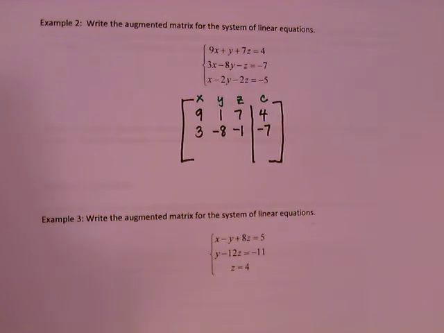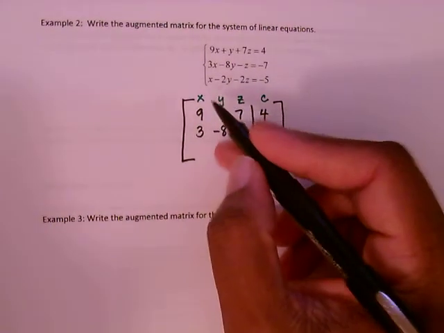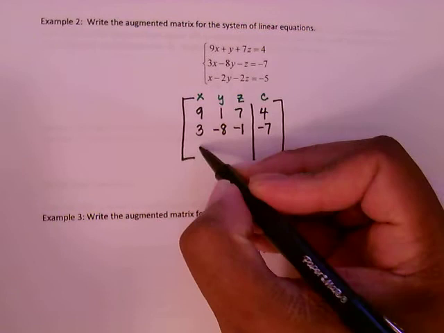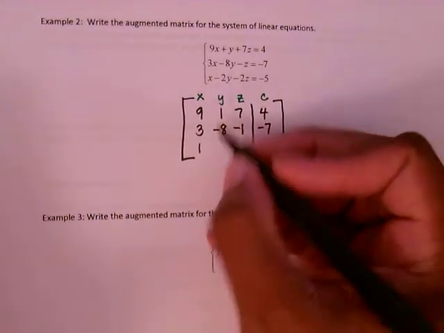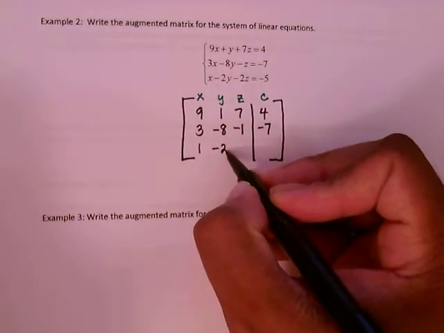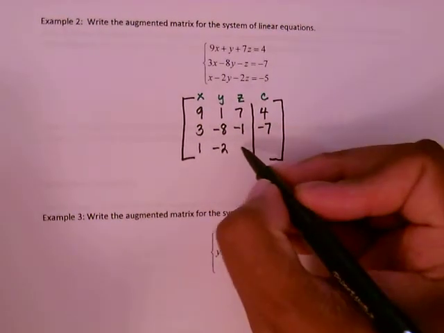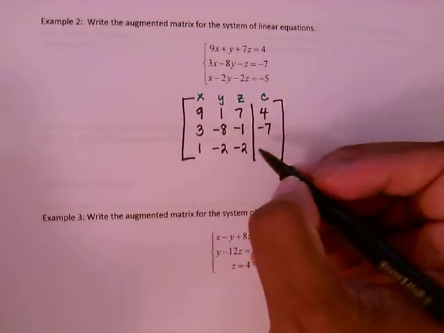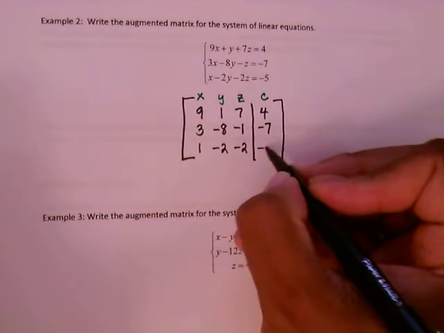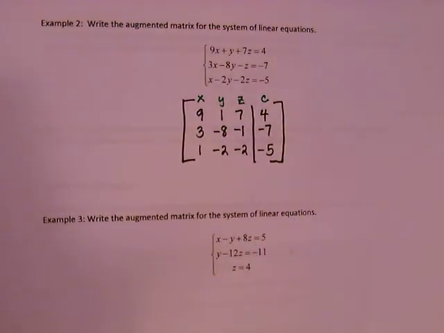And then you have x minus 2y minus 2z is equal to -5. We write there its numerical coefficients. For x it is the understood 1. For y it is -2. For z it is also -2. And then the constant term, -5. Okay, and that's all there is to it. All you have to do there is just write the augmented matrix for this system of linear equations.